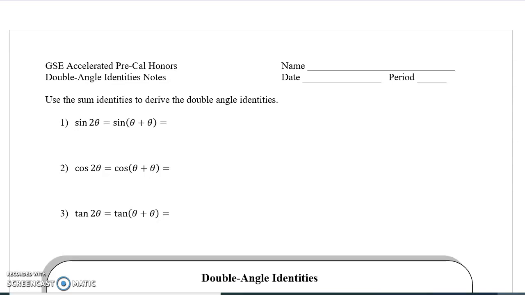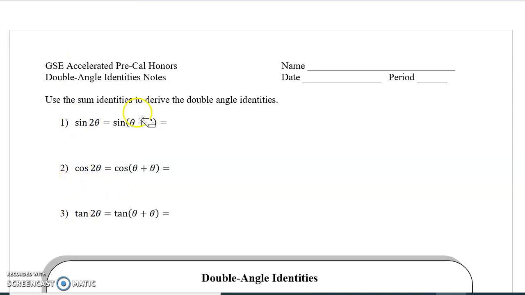One of the absolute greatest things about the sum formulas for the trig functions is that they allow you to very easily derive the double angle identities. Double angle meaning we're doubling the angle in the argument, right? We're not finding the sine of theta, we're finding the sine of 2 theta, or the cosine of 2 theta, or the tangent of 2 theta. So we're doubling that angle.